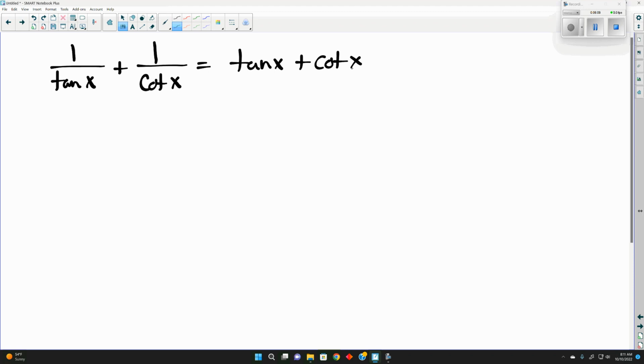One plus tangent of x. So 1 over tangent of x plus 1 over cotangent of x equals tangent of x plus cotangent of x. So this is what we're starting out with here. There's different ways we can go about this. What's one way y'all want to try?